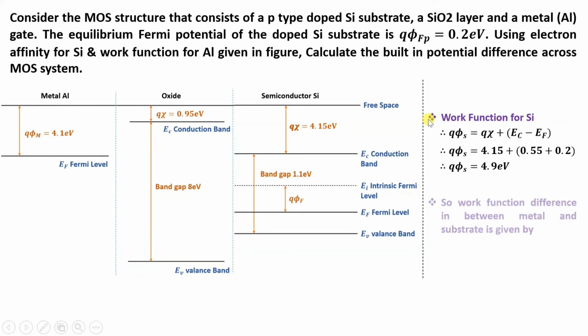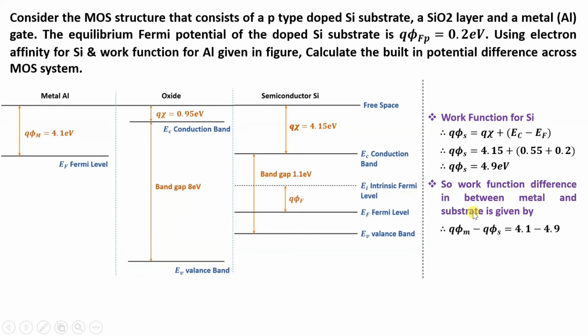So the built-in potential difference between metal and substrate is the metal work function minus the substrate work function. The metal work function is 4.1 electron volt, and the substrate work function that we have calculated is 4.9 electron volt. If you take this difference, it is minus 0.8 electron volt. So if you apply this much amount of energy by giving a biasing potential between gate and substrate, then we can nullify the effect of bending of this energy band, right?